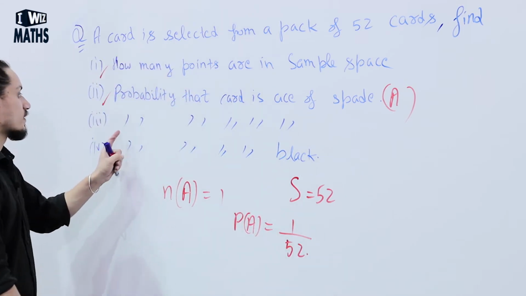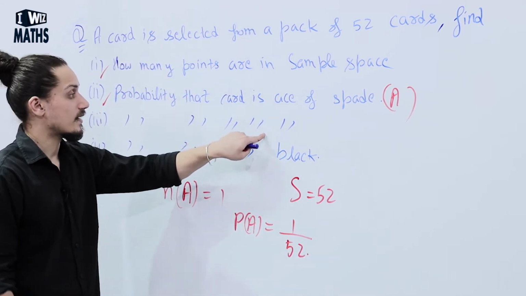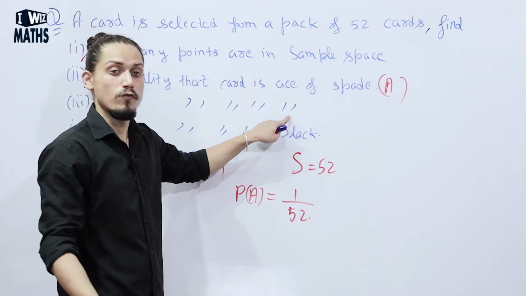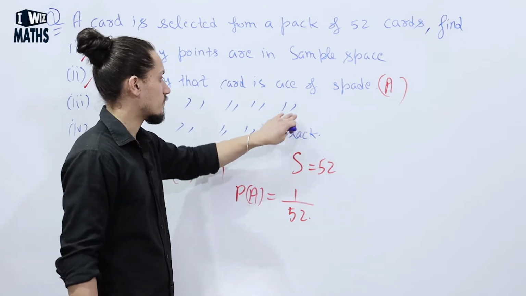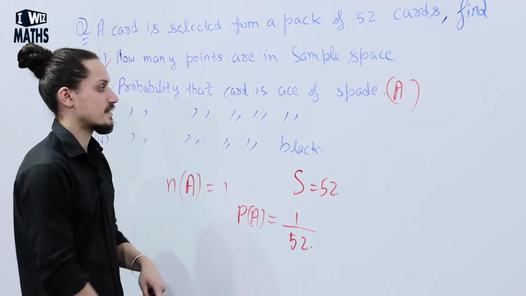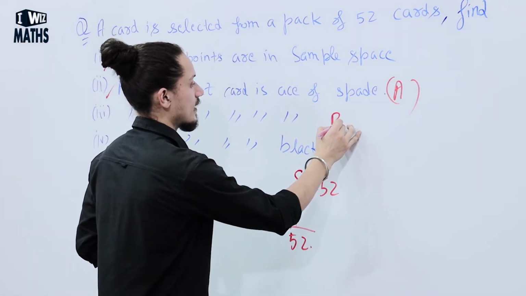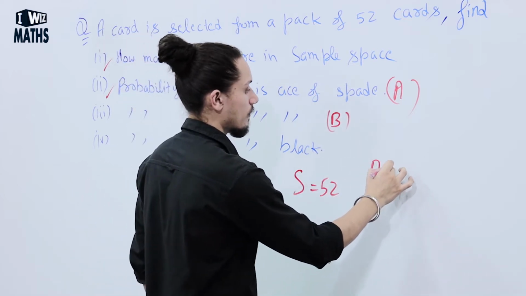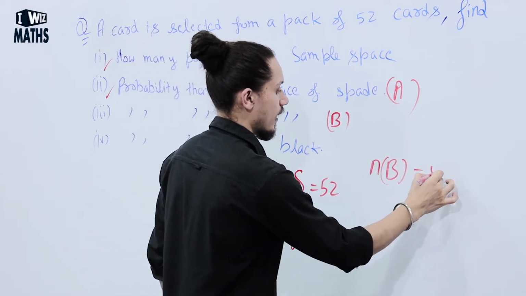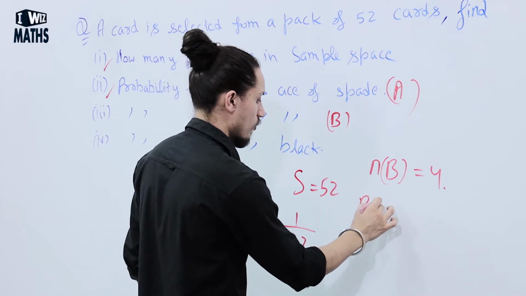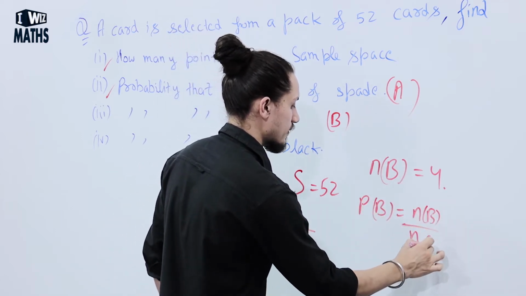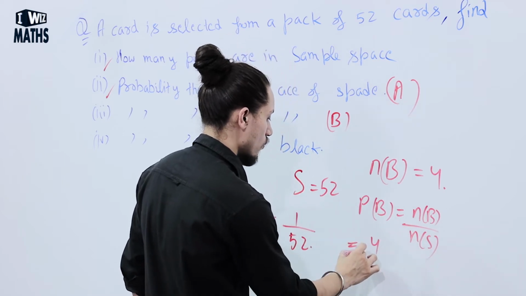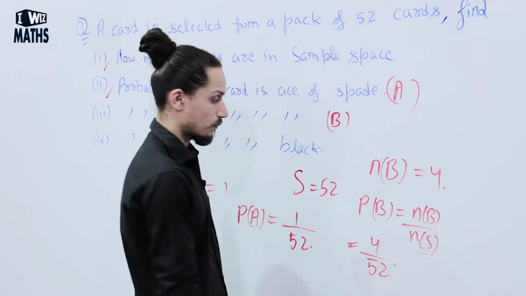Now for third case we have to find out probability that card is an ace. Last case में क्या था? We have to find if the card is ace of spade. Ace of spade होते हैं 1, और इस बारे में निकालना है if the card is an ace. Ace कितने होते हैं हमारे पास? 4. Let's say this is event B, so total number of elements in event B are 4. So probability of B will be equal to number of elements in B divided by number of elements in sample space, which is equal to 4 upon 52.